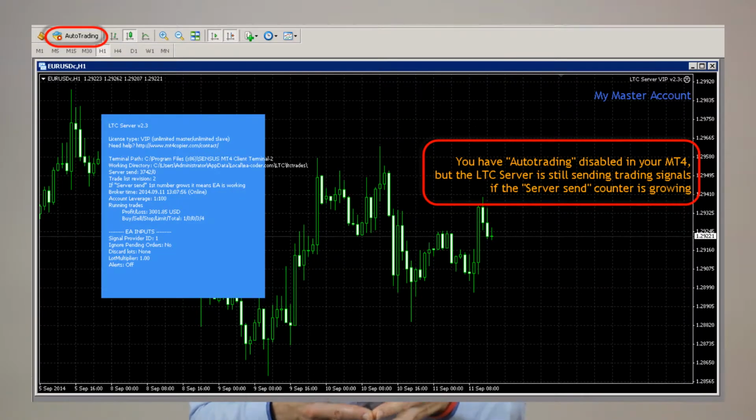Number 5. Server EA will tell you if you have auto trading disabled. When auto trading on the master account is disabled, the server EA will print you a message about this on the chart. Note that the server EA will continue to send trading signals even when auto trading is disabled until you remove the server EA from the chart or the Forex market closes for the weekend. Important to mention that when the Forex market opens again and you have auto trading disabled, the server EA will not start running. So it's always better to have auto trading enabled even for the server EA.